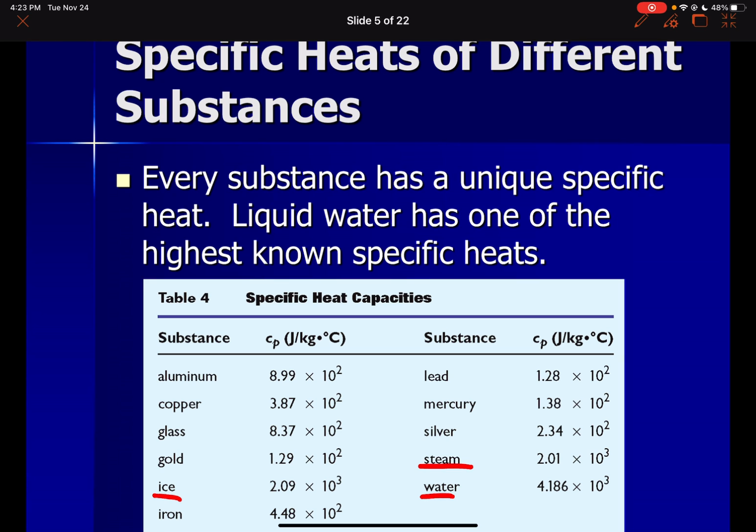And notice steam, water, and ice are all the same thing, right? Ice is frozen water and steam is evaporated water. But even if you're in different phases, you have different numbers. You can see that we have different numbers for all three of these, okay?